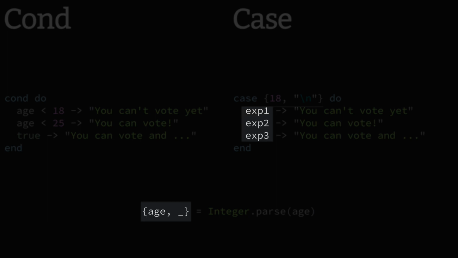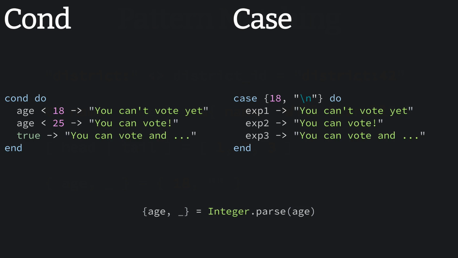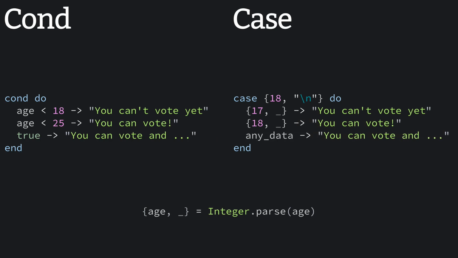So for example, we could replace this with something like a two-element tuple, and we could replace this with another slightly different two-element tuple, or any other valid data type. Now, this example only has 3 pattern matching expressions, but you can add as many as you need.